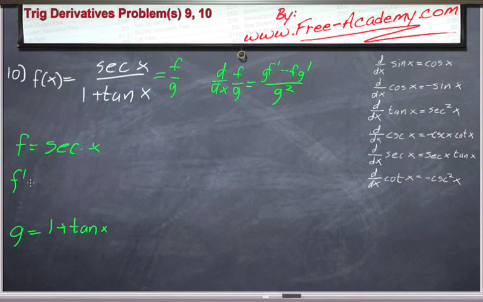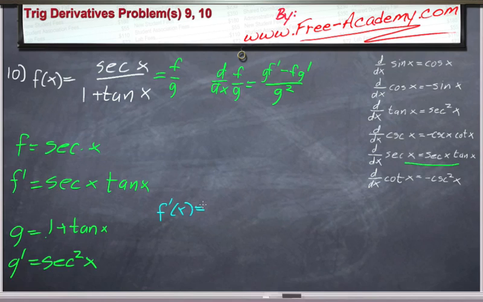So we need f prime, derivative of secant of x, which is secant x tangent of x. And we need g prime, which is derivative of 1, which is 0, plus the derivative of tangent of x, which is secant squared of x. So now we have those four components. Let's plug everything into our formula.